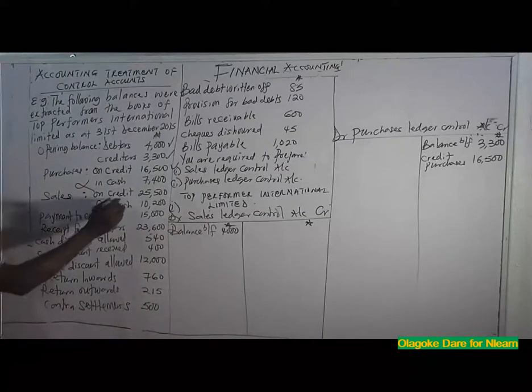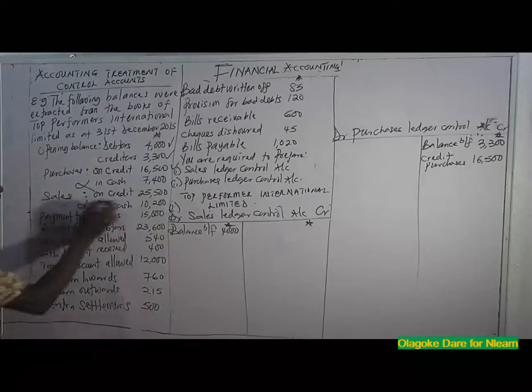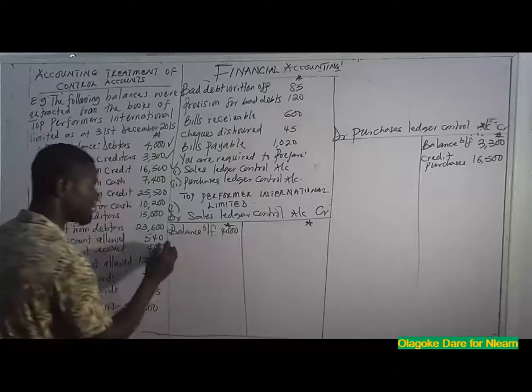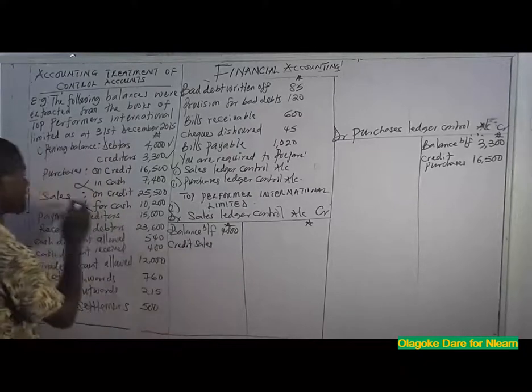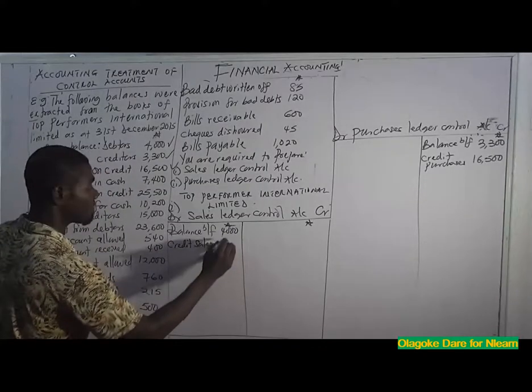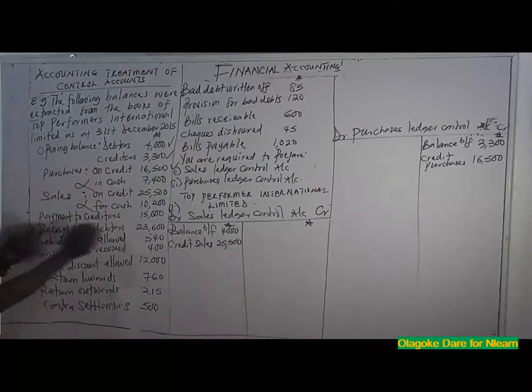Sales. We have sales on credit and for cash. We don't need cash sales. We'll pick our credit sales, which will be here. Our credit sales will increase the debt. We have credit sales. The value here for credit sales is 25,500.